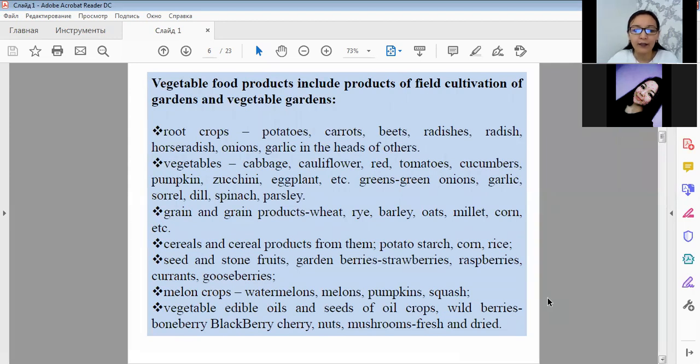The third group is the grain and the grain products: wheat, rye, barley, oats, millet, corn, and etc. Next is cereal, and the cereal products from them. They are potato starch, corn, rice. And next, seed and stone fruits, garden berries: strawberries, raspberries, currants, and gooseberries. The next group is melon crops with watermelons, melons, pumpkins, and squash. And group number 7 is vegetable edible oils, and the seeds of oil crops. Wild berries, mulberry, blackberry, cherry, nuts, mushrooms, the fresh and the dried groups of mushrooms.